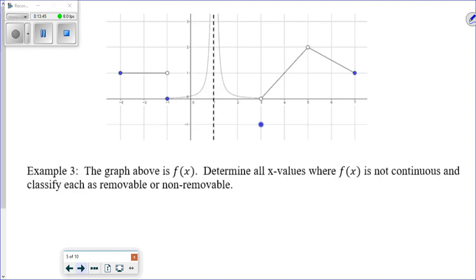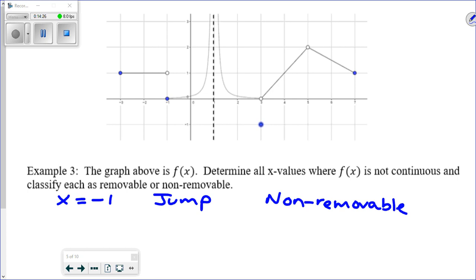All right, let's look at a few examples. We're going to start with a graph. Here, we're given the graph of f of x. We want to determine all x values where f of x is not continuous, and then classify each as removable or non-removable. I tend to just read the graph from left to right. As I'm reading from left to right, I can see that there is a jump at x equals -1. And remember, a jump is considered non-removable.